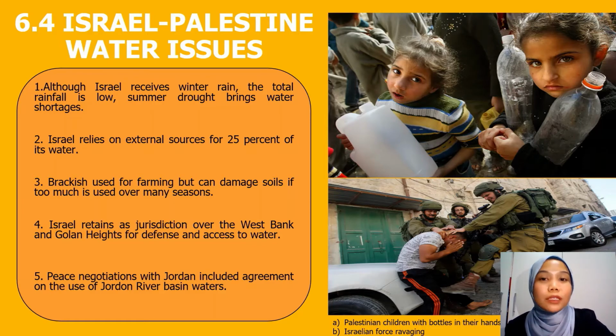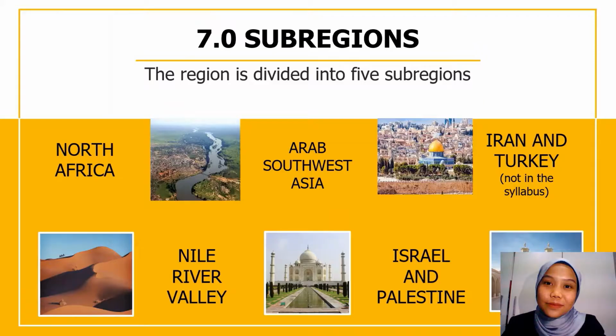Let's move forward to 7.0, subregions. In this section, we will talk about how the region is divided into 5 subregions: North Africa, Nile River Valley, Arab Southwest Asia, Israel and Palestine, and Iran and Turkey. However, Iran and Turkey are not included in the syllabus.